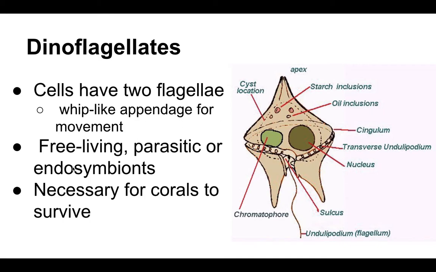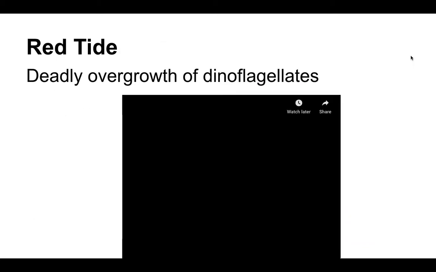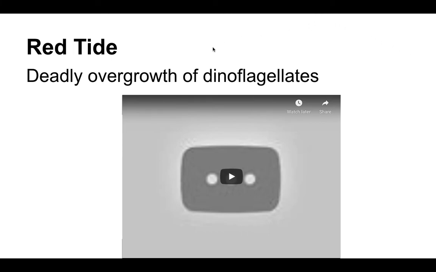We are going to come back to these guys when we talk about coral reefs, because these are living inside the tissues of corals and are very necessary for them to survive. Something that's really important about them that we'll talk about a little bit for this unit is they're also the cause of red tide. So not all of them, but some of them cause a thing called red tide, which happens occasionally, especially in warmer waters, is that if there's an overgrowth of these guys, they can release toxins into the water. It can kill fish.